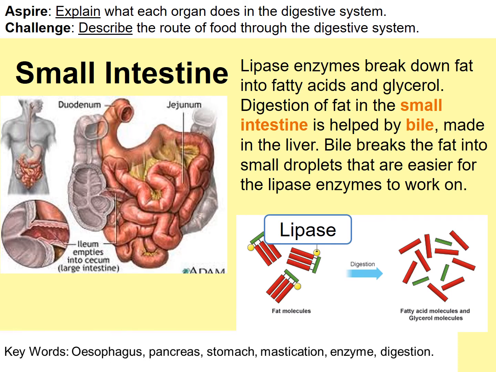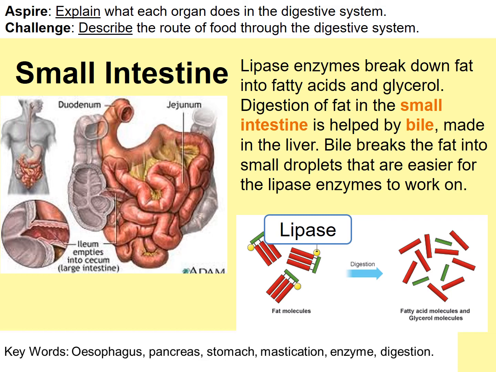Now, before it can do that, we have to break down some of the fats. Now, fats are given a bit of a scientific name. They are given the name lipid. So lipase is the enzyme that breaks down fats, and that happens in the small intestine.